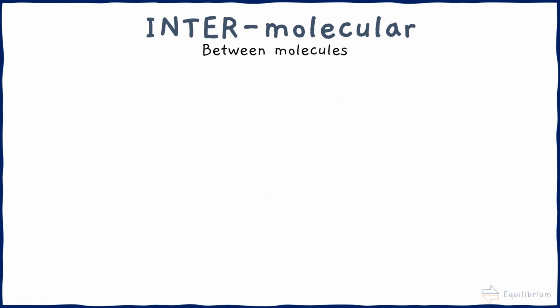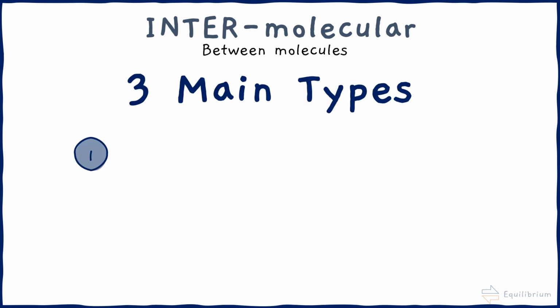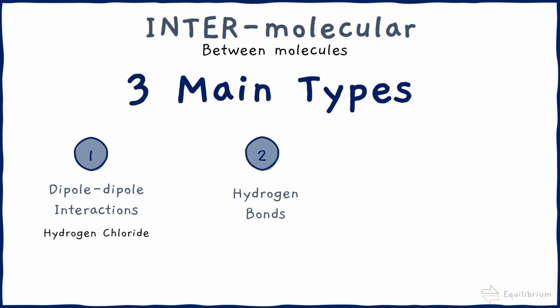Now let's look at intermolecular forces. There are bonds between molecules. There are also three main types. Firstly, there are dipole-dipole interactions, for example between hydrogen chloride molecules. Secondly, there are hydrogen bonds, for example in water. And thirdly, van der Waals forces, also known as London dispersion forces, like between chlorine molecules.